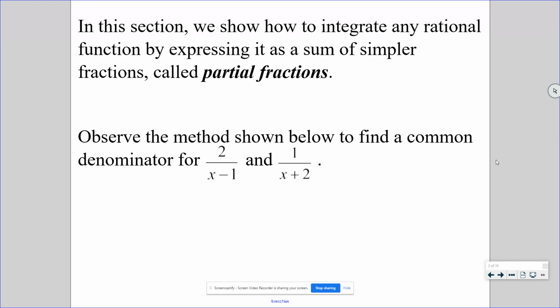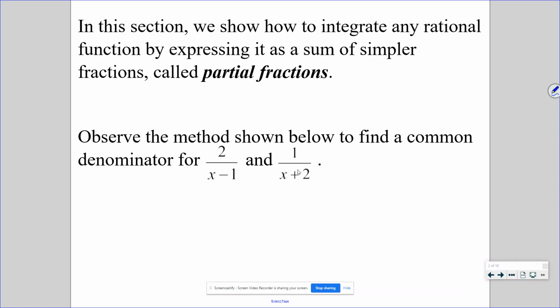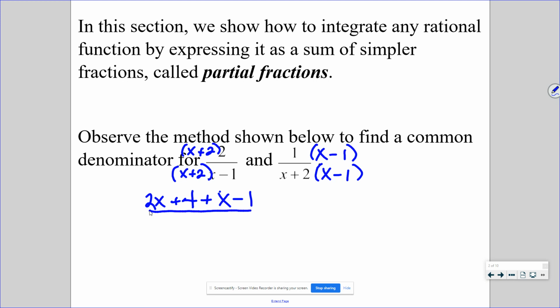So I'm going to remind you of something we did in pre-calculus, and that was called finding a common denominator. So if I had asked you to find a common denominator for these two fractions, you would do something like this. You would multiply by the opposite denominator, and you would then distribute, add the numerators together, keep the denominator the same.